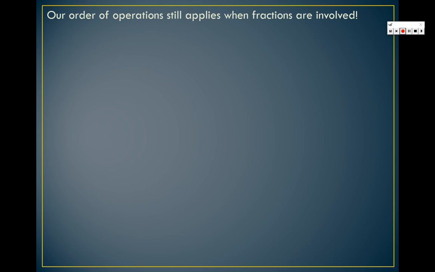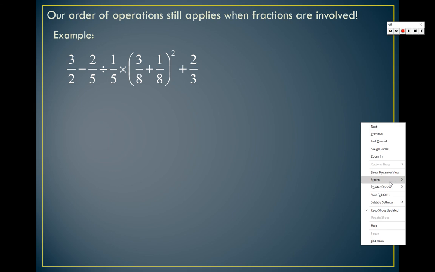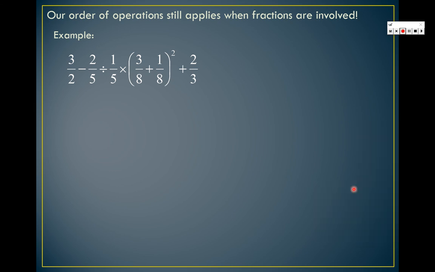Our order of operations still applies when fractions are involved. Example. Whoa. Yeah, I went big. Right off the hop I went, okay, let's do one that has everything all in one. We'll do it slow and careful. We'll go through each step very carefully. And I want to switch this pointer over to laser pointer. Okay. 3 halves minus 2/5 divided by 1/5 times 3/8 plus 1/8 squared plus 2/3.